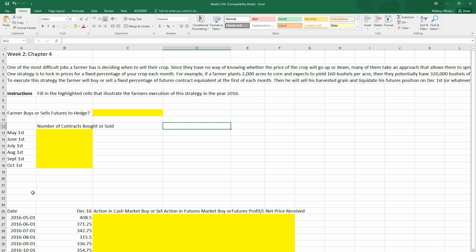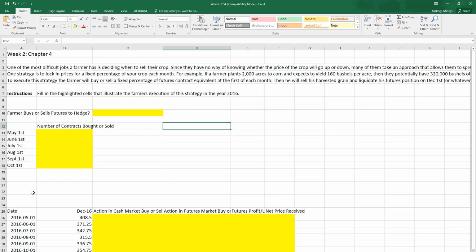In this example we're going to see how a farmer might use a pretty common marketing strategy to reduce his price risk a little bit, but also be exposed to some of the changing prices over the growing season. So the setup for this problem is we're going to consider a farmer who's trying to decide how to price their crop. And they don't know at the beginning of the growing season whether the price is going to go up or down, but they're not willing to just lock in the price at the beginning of the season, say on May 1st or some other date.